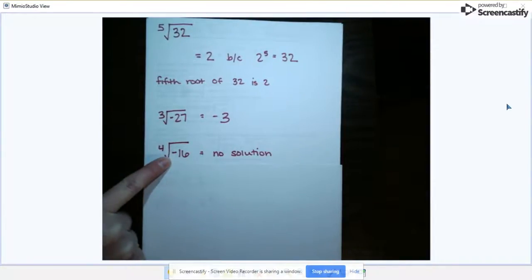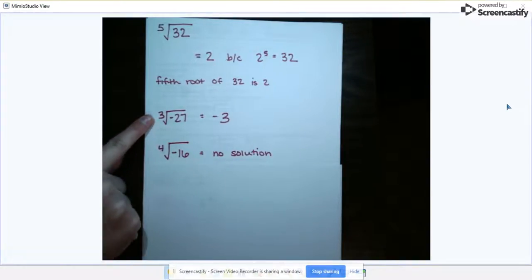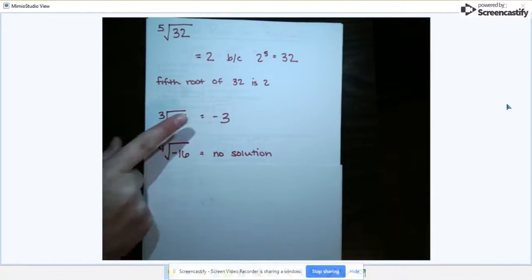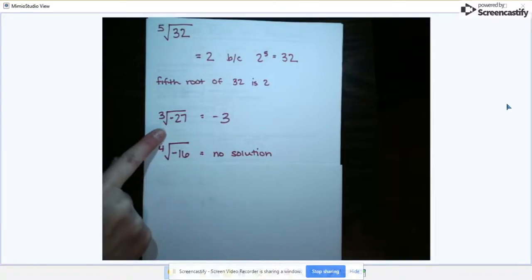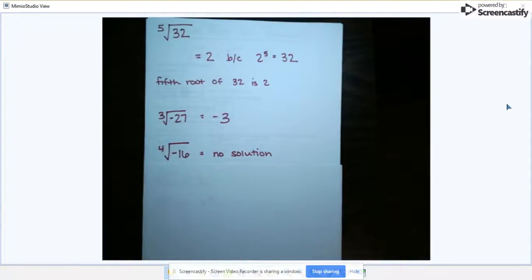Just like we can never take a square root of a negative number, we can't have the fourth root of a negative number, we can't have the sixth root of a negative number, because you're multiplying an even amount of times, and a negative number times itself an even amount of times would give you a positive number. And obviously positive times itself is always positive. However, here it's an odd index, so we can have a negative number, which leads to a negative solution. So that's just something to keep in mind.